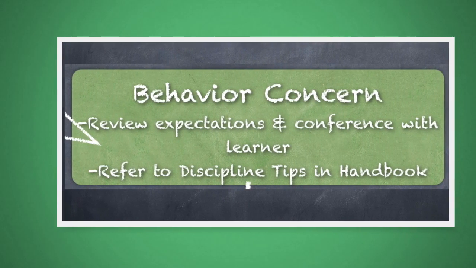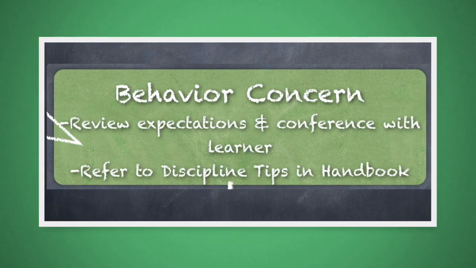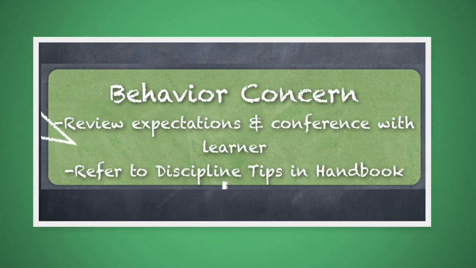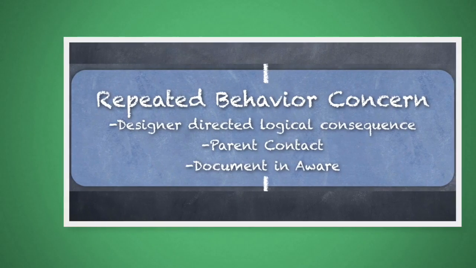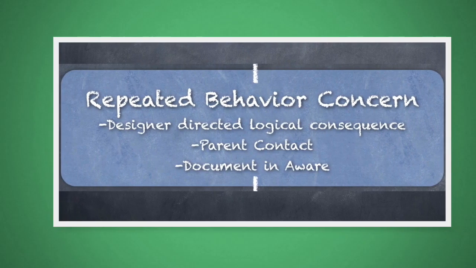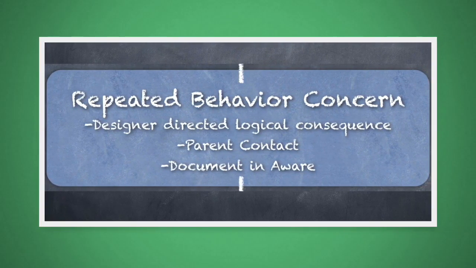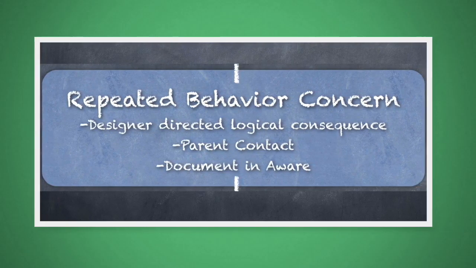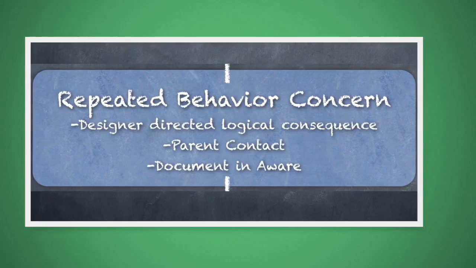If the behavior is a first offense and a designer-managed behavior, you would start with reviewing expectations, conferencing with the learner, and if necessary, reviewing some discipline tips in our handbook. If the behavior is repeated concerns, the designer should enact logical consequences and make sure they're working alongside those parents, keeping in contact with them every step of the way. Documentation is also extremely important for future reference.